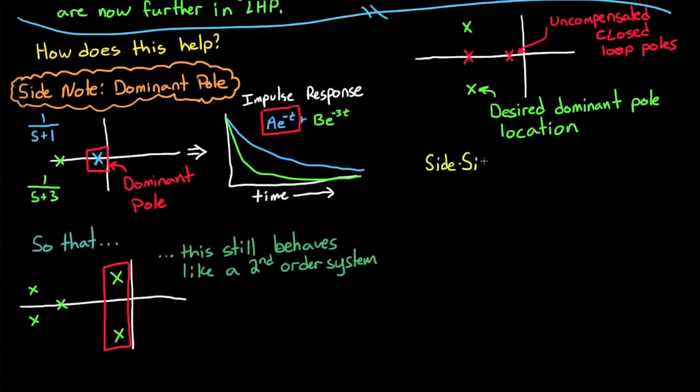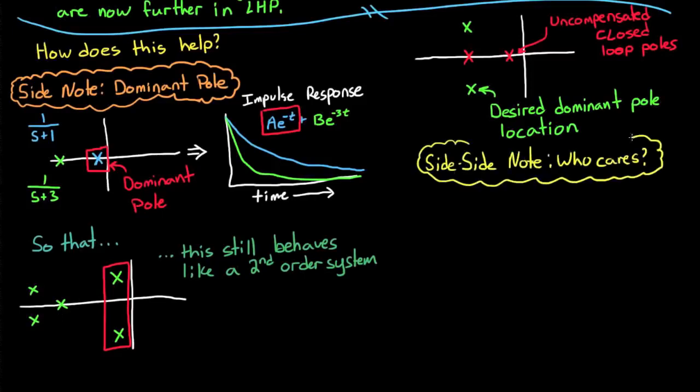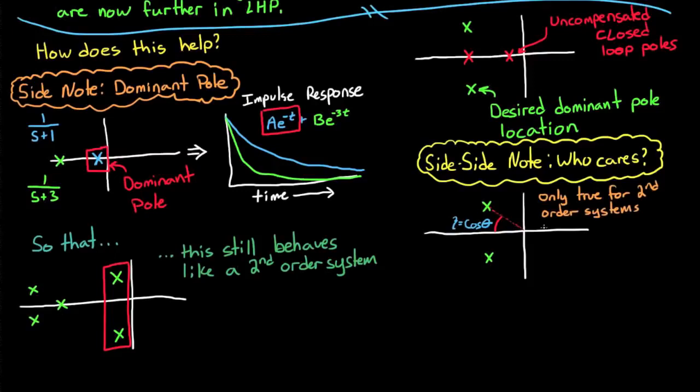Okay, that leads me now to a side note. Why do you hope that your system behaves like a second-order system? Well, because when you're talking about performance measures like damping ratio, for example, this is only defined in the traditional sense for a second-order system. Let me explain that a little differently.